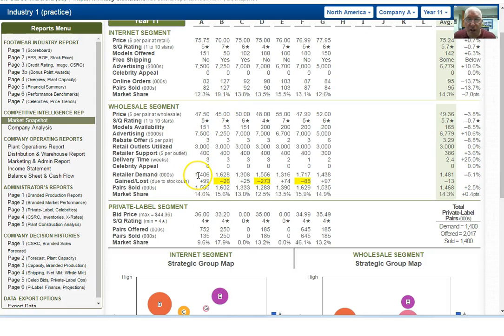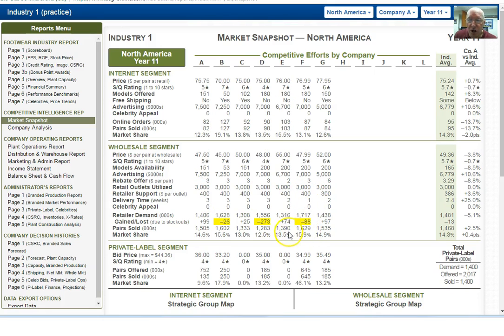Then I come down into the wholesale segment and I look again at who got the market share. F pulled some of the market share. No real surprise there because they had one of the higher performances, but relatively balanced. D gave up some market share. C gave up some market share. Other than that, relatively balanced.